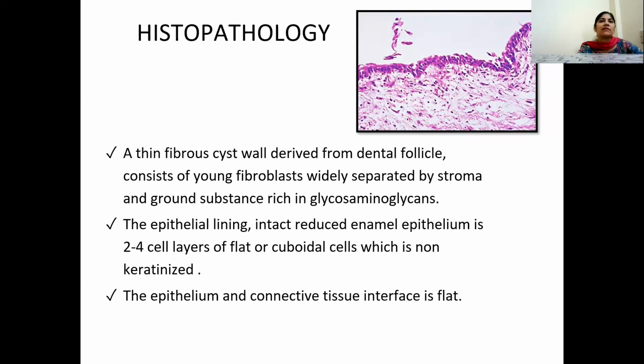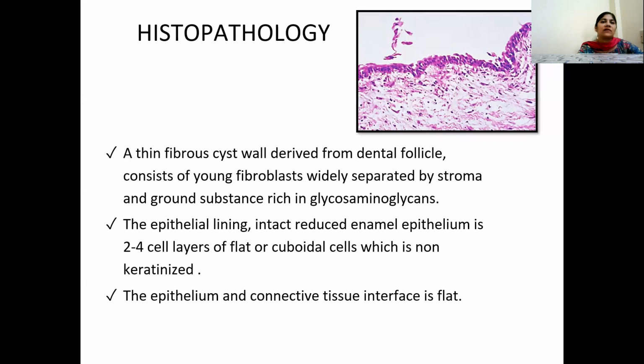Coming to the histopathological features of dentigerous cyst, a thin fibrous cyst wall derived from the dental follicle consists of myxoid fibroblasts. It is widely separated by stroma and ground substance, rich in glycosaminoglycans. So you can see a cystic wall that is derived from the dental follicle. Since it is derived from the dental follicle, you can see myxoid fibroblasts. This will be widely separated by the ground substance.